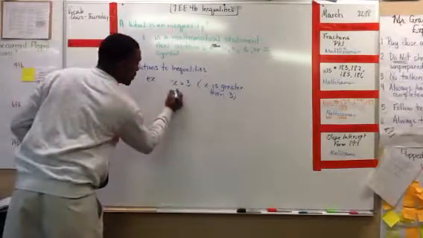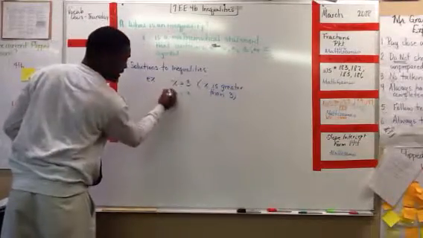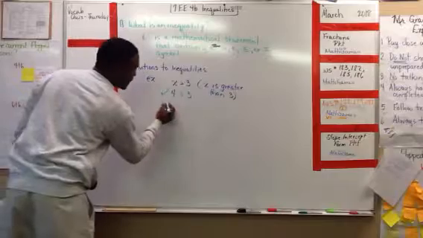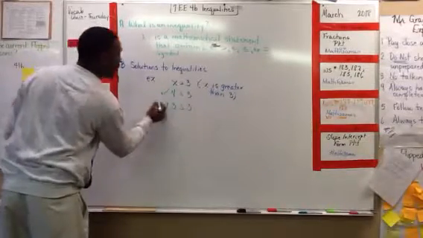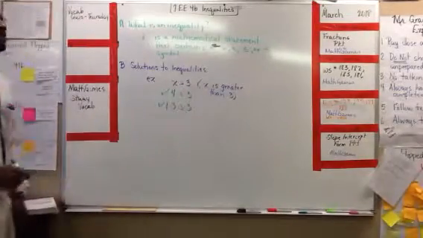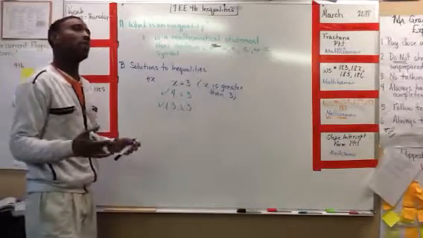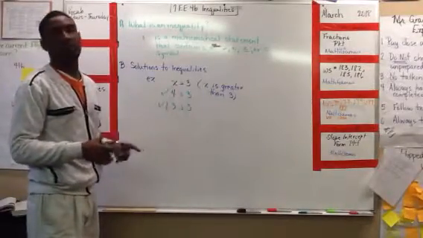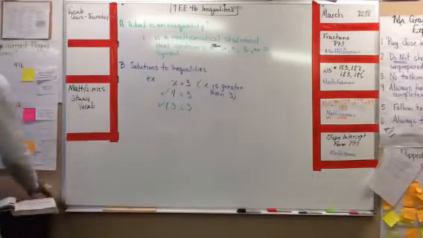So would 4 work? Well, I could see, is 4 greater than 3? Yes. Could I plug 13 in there? Is 13 greater than 3? Yes. So 4 and 13 are solutions to this inequality. All a solution is, is the number that you replace the variable with that makes the statement true. Okay? Quite simple.